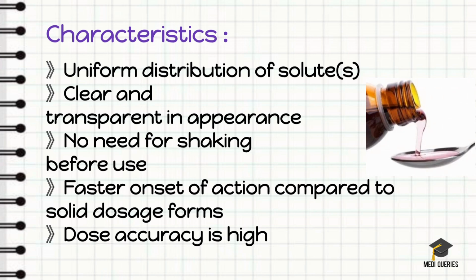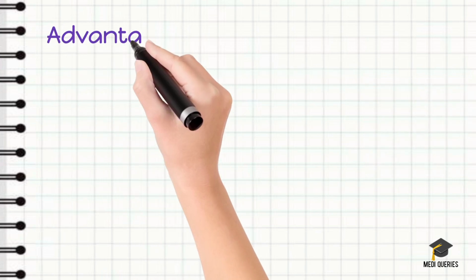It produces a faster onset of action compared to solid dosage forms, whereas in the case of solid dosage forms like tablets or capsules, some disintegration and dissolution is needed before the onset of action. Those steps are absent here, so it gives a faster onset of action. Okay, and coming to dose accuracy, it is high. So these are the various characteristics of the monophasic liquid dosage forms.